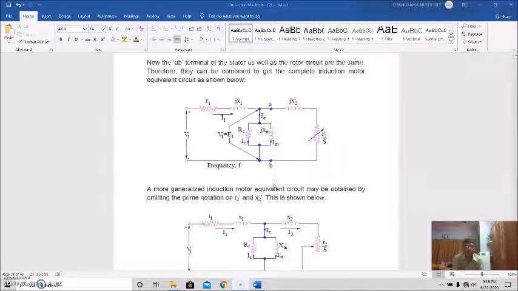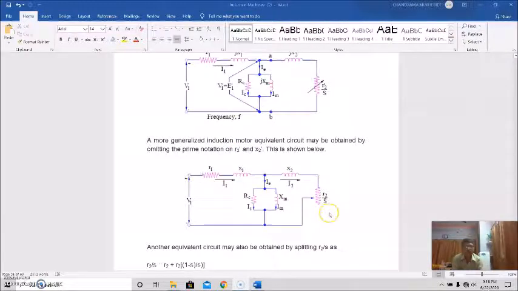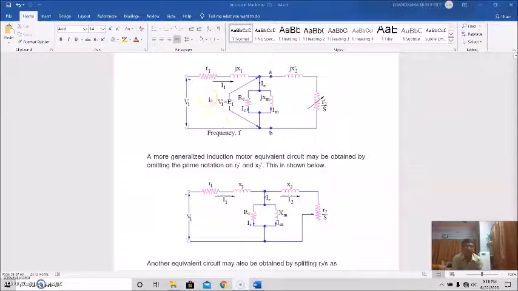Okay. Now if we want to get a more generalized induction motor equivalent circuit, we can omit the prime on R2 prime and X2 prime, and this will be like this. Okay, this will be like this. See the difference. Clear? So all primes have been removed.